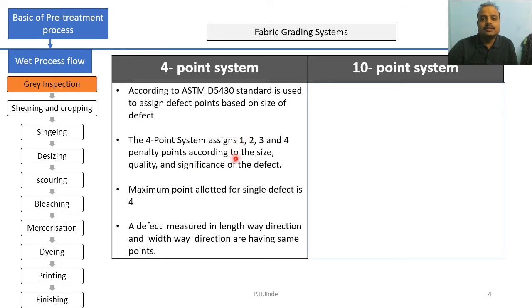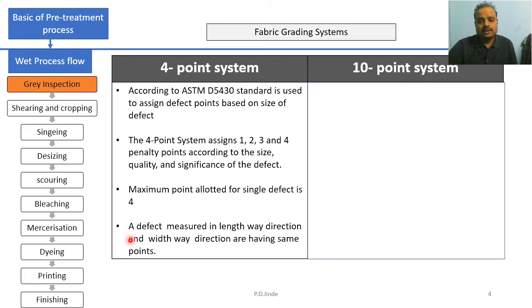If the defect is not small but is the biggest kind, the maximum penalty point is 4. These penalty points are given according to the size, quality, and significance of the defect. The maximum point allotted to a single defect is 4. As I already told you, a maximum of 4 points can be allotted in the worst case.